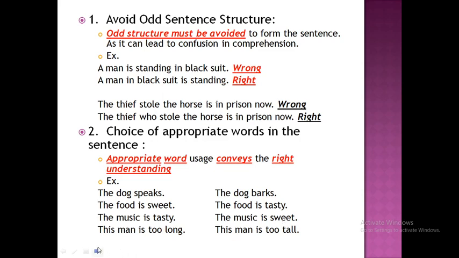And the last one is, the man is too tall. So nothing is wrong. Sorry, the man is too long. Long means, yes, who is really very much tall. I gave a different meaning. Man is long. Too long means the man is too tall. So the right word is too tall instead of too long. So the right sentence is, this man is too tall instead of this man is too long. So this was the choice of appropriate words in the sentences.